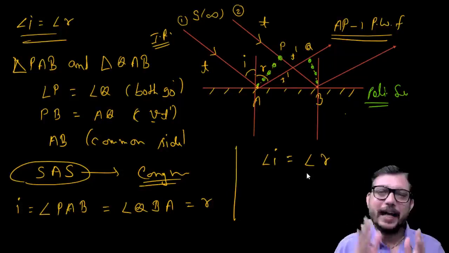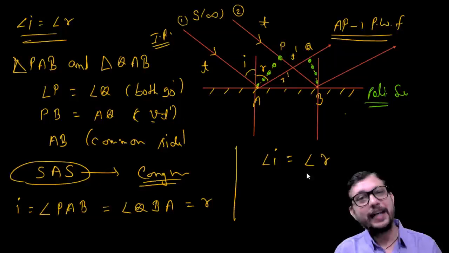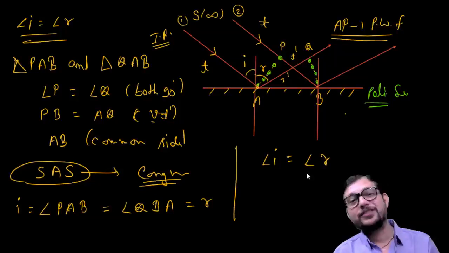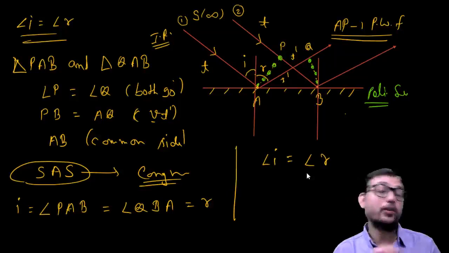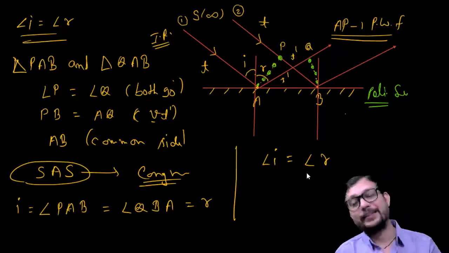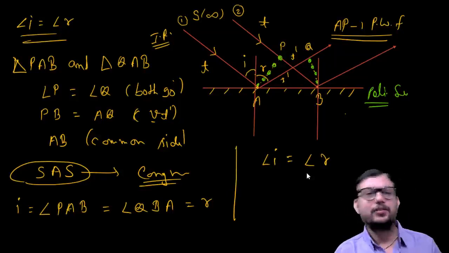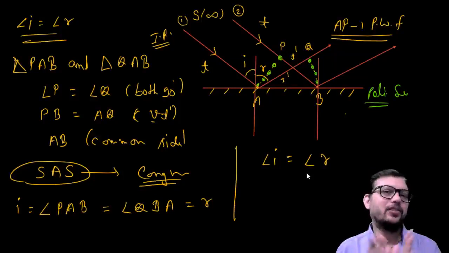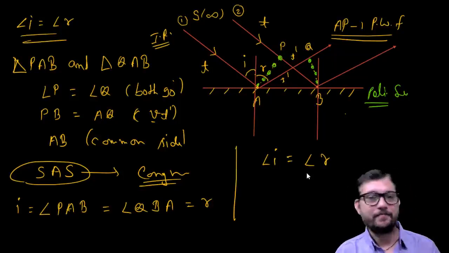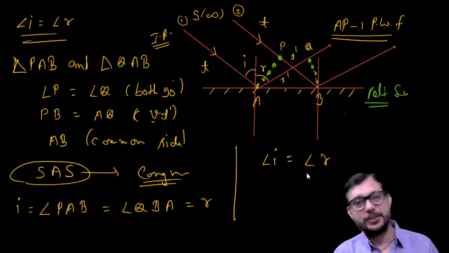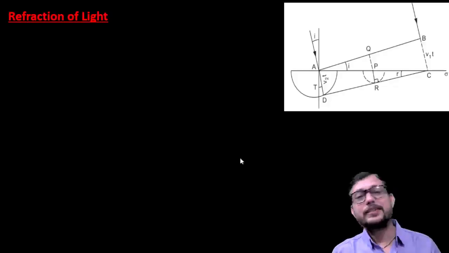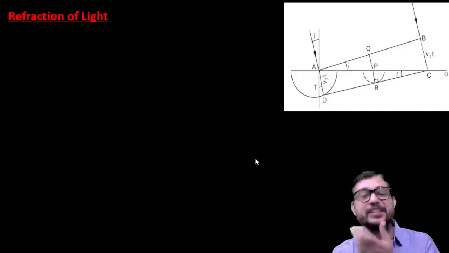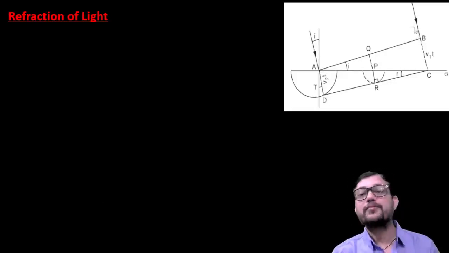So by using Huygens' principle, you can derive the law of reflection as I have derived here. You can also derive the law of refraction. So how can we derive the law of refraction by using Huygens' principle? Let's get started. Once again, as you can see in the picture, these are the two rays.